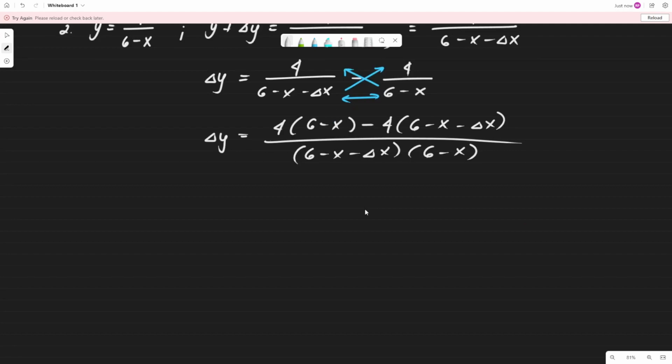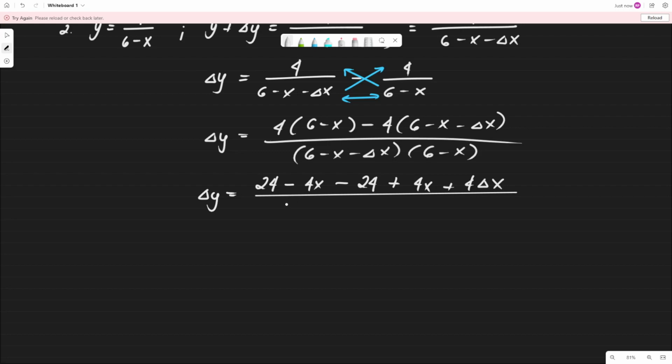Then let us simplify. We will have delta y is equal to 24 minus 4x minus 24 plus 4x plus 4 delta x, all over 36 minus 6x minus 6x plus x squared, minus delta x times 6 minus x. It's simple polynomial distribution. At the end, I didn't distribute, I just multiplied it as a whole, because later we'll see what happens with this delta x.